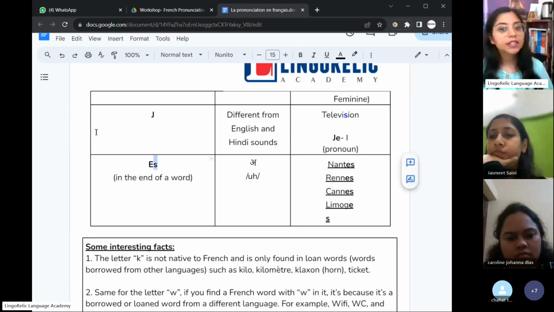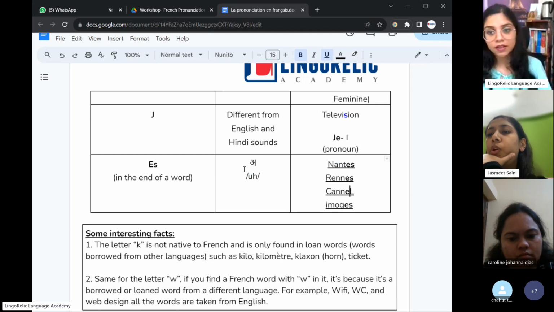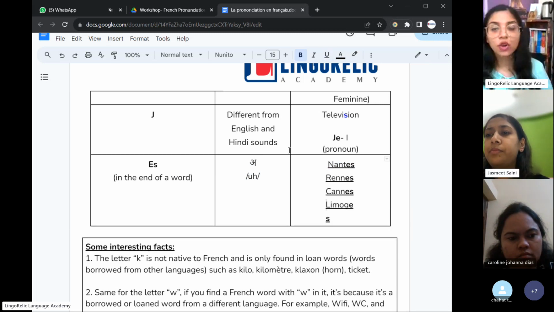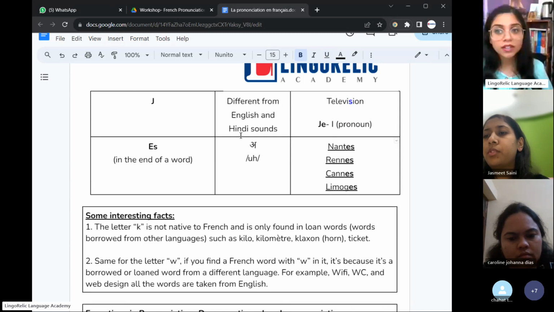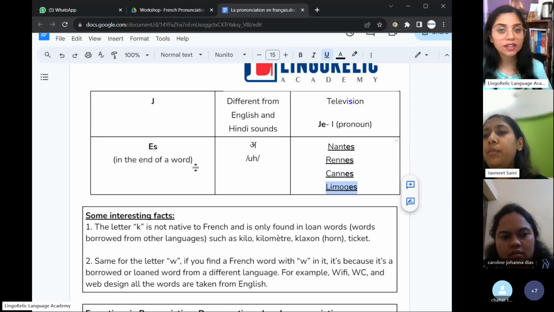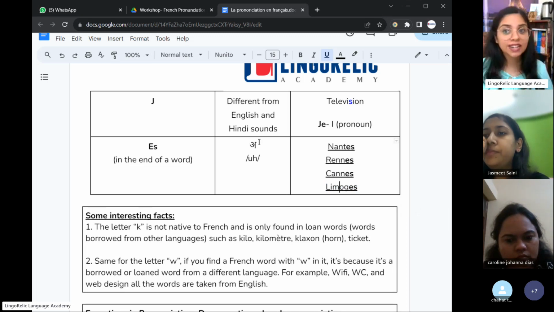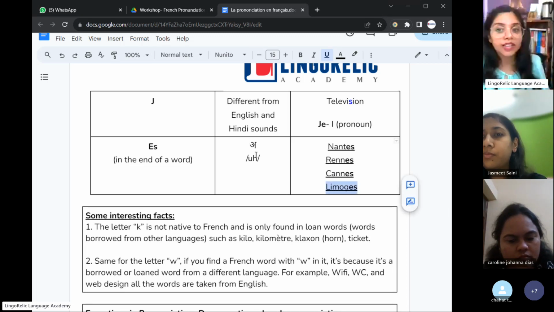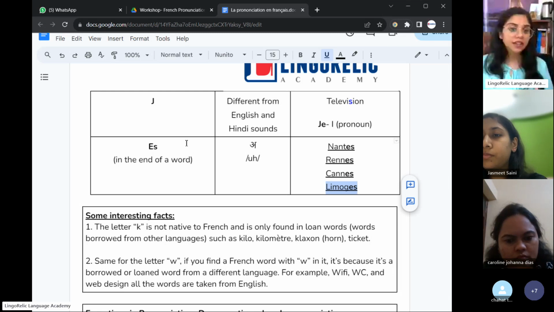This is ES. If it comes at the end of the word, it is not sounded as E-S, it is sounded as a silent ending, just like I told you. How do you pronounce this word, please? Nantes. That's right. Next one: Rennes. Then Cannes, and Limoges. So you're not saying the S in any of them.